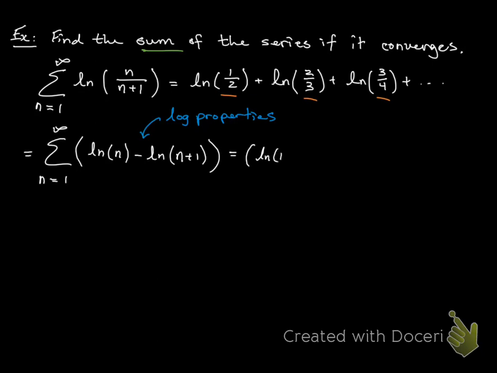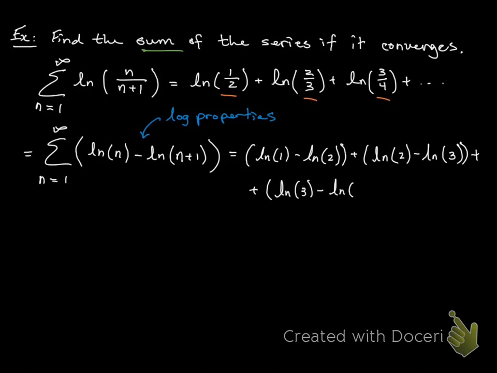When n is 1, I take natural log of 1 minus natural log of 2, plus, when n is 2, natural log of 2 minus natural log of 3. When n is 3, natural log of 3 minus natural log of 4, so on and so forth. And I see this telescoping effect. I see every term after the first one is going to cancel.